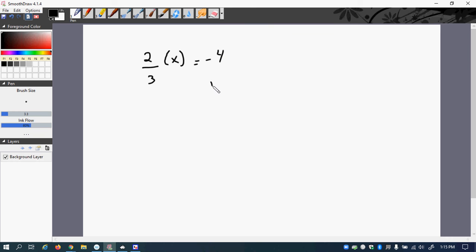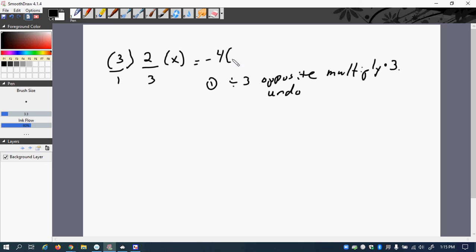There's two steps. First step, we can do the 3 here. So this is divide 3. So opposite or undo is multiply. Multiply by 3. So we multiply by 3 and we multiply by 3. Because 3 dividir 3 is uno. Uno times 2 is 2x equal to, and we multiply, so negative 12.